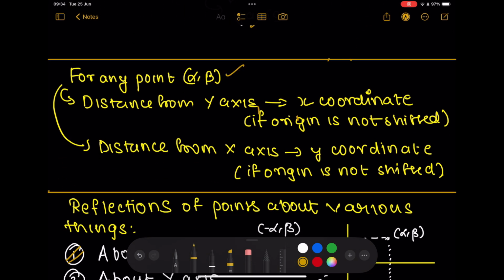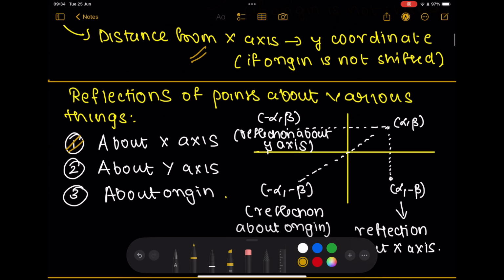Secondly, for any point alpha comma beta in space, the distance of alpha comma beta from your y-axis will be its x-coordinate. Actually, it should be the mod of the x-coordinate, because distance can never be negative. For example, if minus 2 comma 1 is a point given to you, and they ask the distance of this point from the y-axis, then its distance will be 2, right? Similarly, if they ask the distance from the x-axis, it will be its y-coordinate. So the distance of this point from your x-axis will be 1. That's also one important thing that you have to remember.